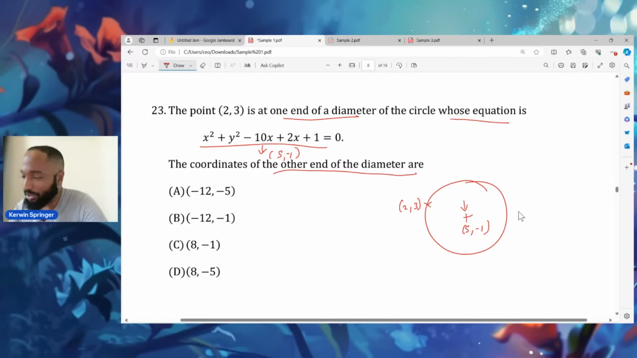So we're doing the same thing, but in reverse. It went from 2 to 3, so it needs to go up another 3, so it'll go to 8. And it went from 3 all the way to negative 1. That means it dropped 4. So you need to drop another 4, so you go to negative 5. So 8, negative 5 is the answer.